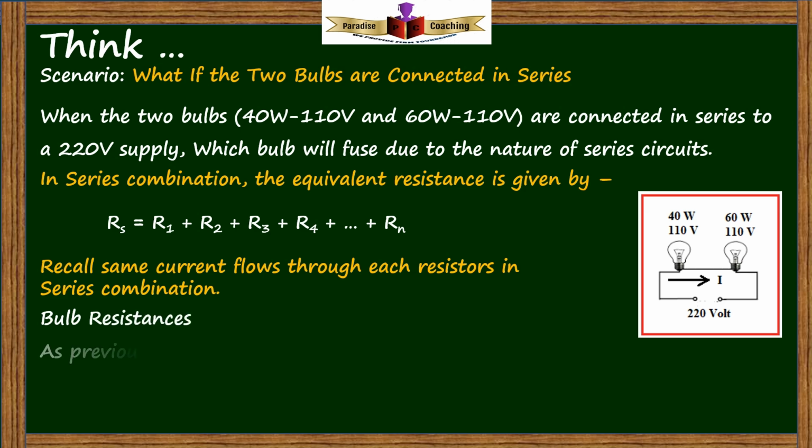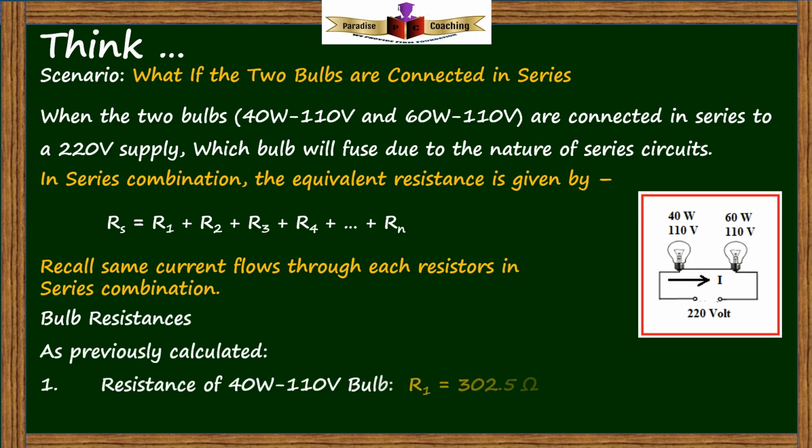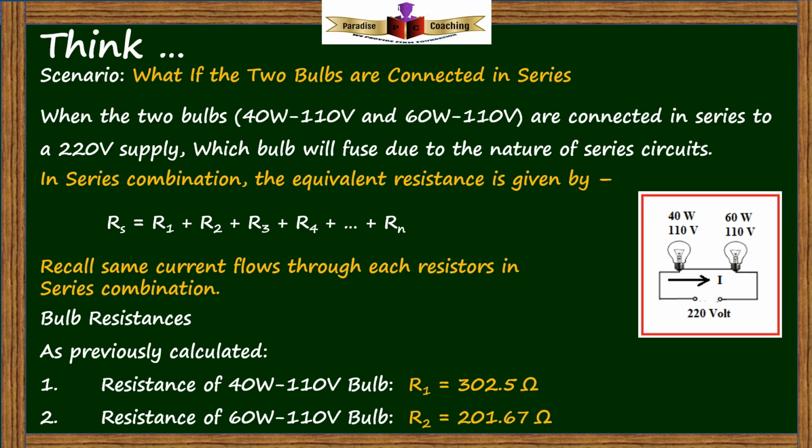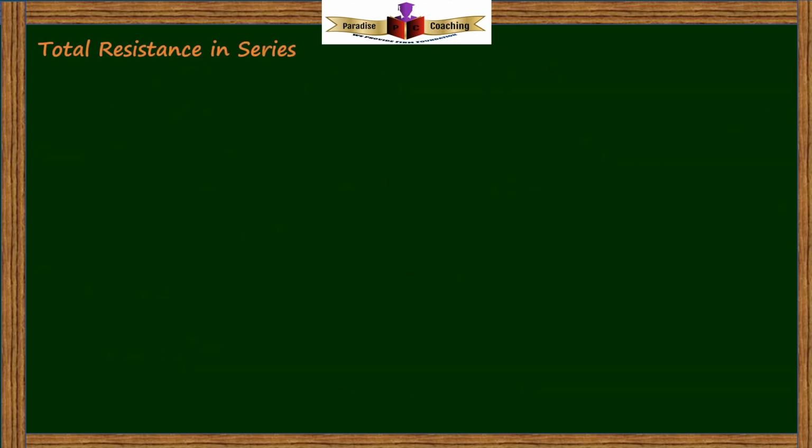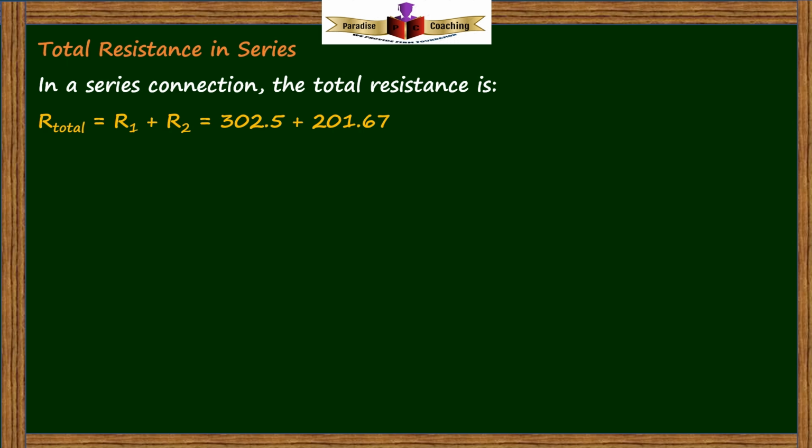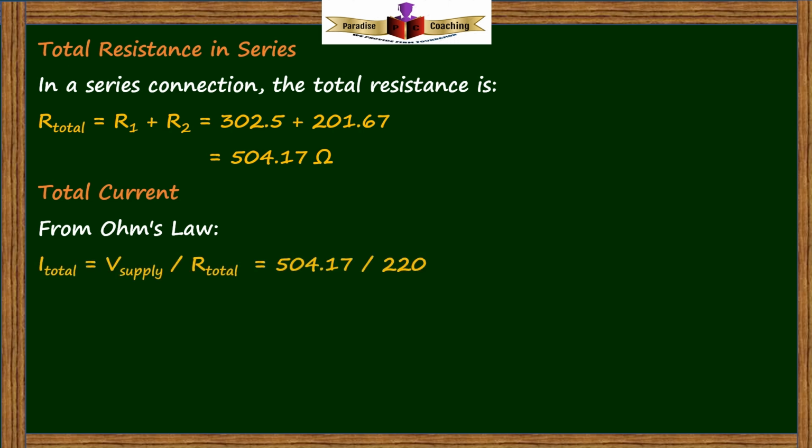Here is the summary of resistance calculated for each bulb. Resistance of 40 watt 110 volt bulb, R1 equals 302.5 ohms. Resistance of 60 watt 110 volt bulb, R2 equals 201.67 ohms. Total resistance in series. In a series connection, the total resistance is R total equals R1 plus R2 equals 302.5 plus 201.67 equals 504.17 ohms.